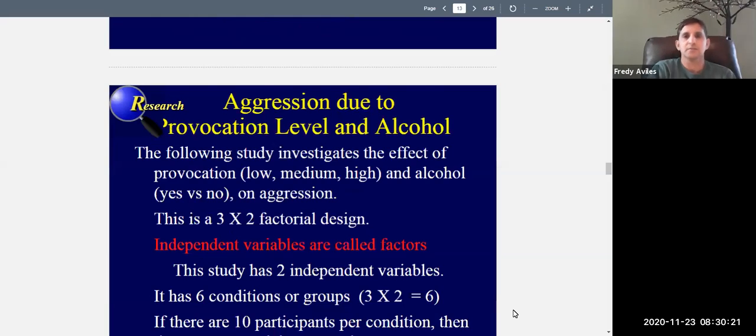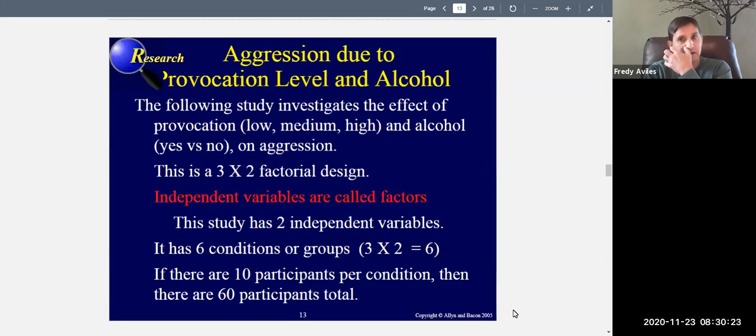Here's another study for you guys, right? Some more practice, because I know a lot of you probably didn't get it with just that one example. Okay, this one says, the following study investigates the effect of provocation, low, medium, and high. Now there's 3 levels of provocation, okay? And alcohol, yes and no. Okay, the effect of provocation and alcohol on aggression.